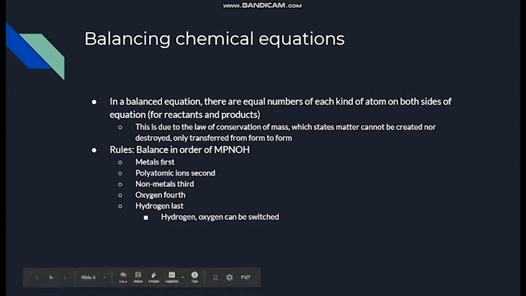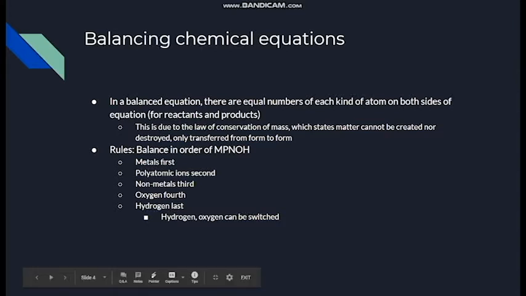Now, when we're balancing chemical equations, there are equal numbers of each kind of atom on both sides of the equation for reactants and products. Now, this is due to the law of conservation of mass, which states that matter cannot be created nor destroyed. It can only be transferred from form to form.